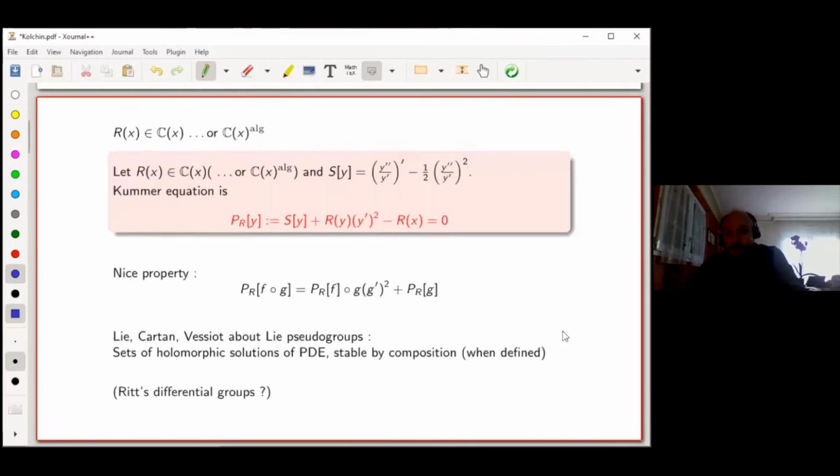Kummer equation is this red equation that you can see here. There are two ingredients in this equation. There is a rational function that I call R, that sometimes will be an algebraic function. And you have the classical Schwarzian derivative. What I will call Kummer equation for this talk is this red equation, relating the Schwarzian of the unknown to this strange expression.